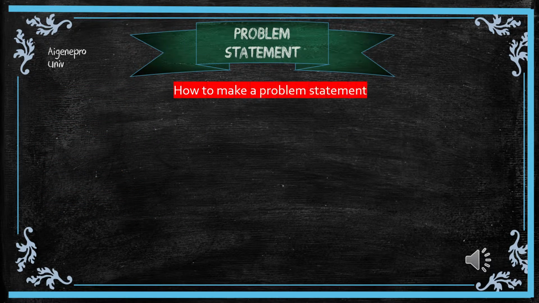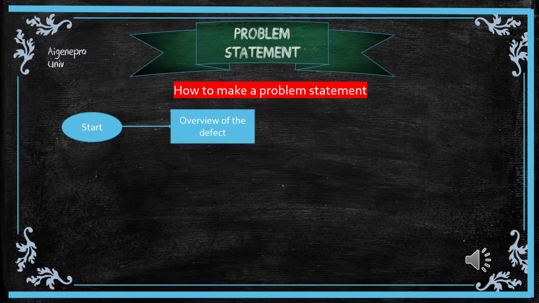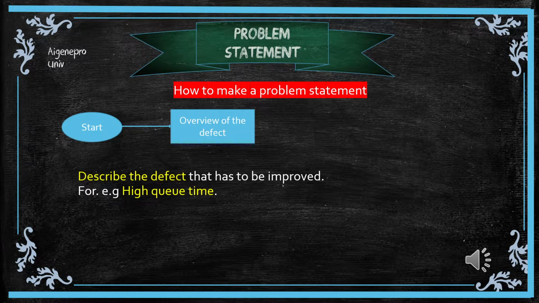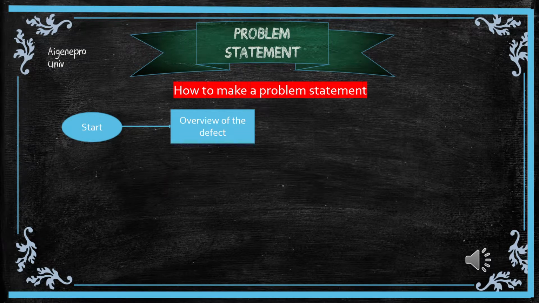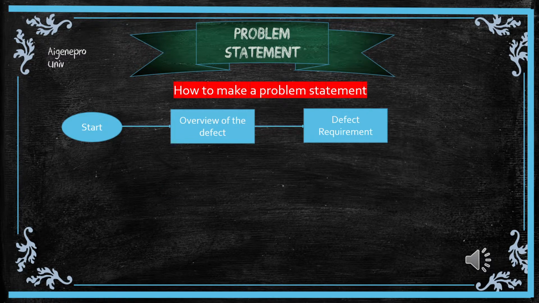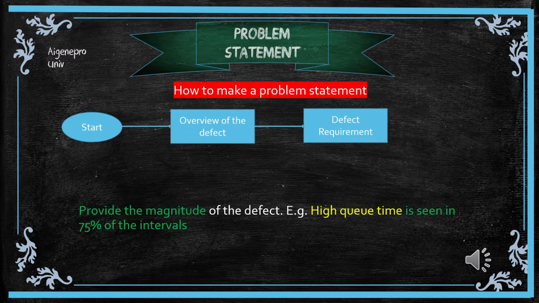Let's construct a problem statement step by step. Step 1. Overview of the defect. Describe the defect that has to be improved: high queue time. Defect requirement: provide the magnitude of the defect. High queue time is seen in 75% of the intervals.